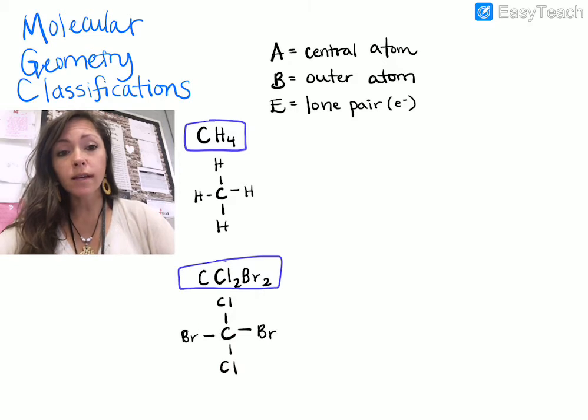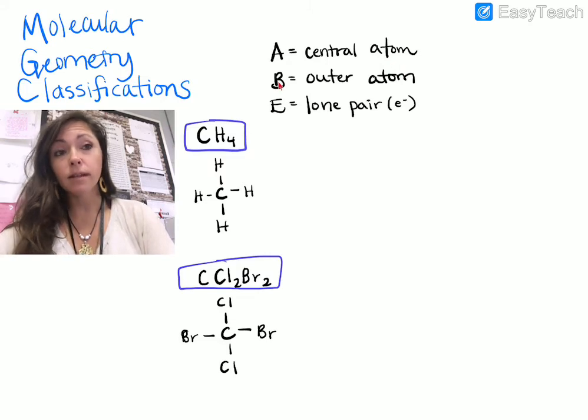Now, notice that I left the lone pairs off, okay? The reason I left the lone pairs off of the outer atoms is not because they're not important, because they're obviously important to making sure that your structure is drawn properly, but they're not important in terms of geometry classifications, okay? So first, let's talk about this letter system that we're going to be using to classify molecules. The letter A stands for a central atom. The letter B stands for an outer atom, and the letter E will stand for a lone pair.